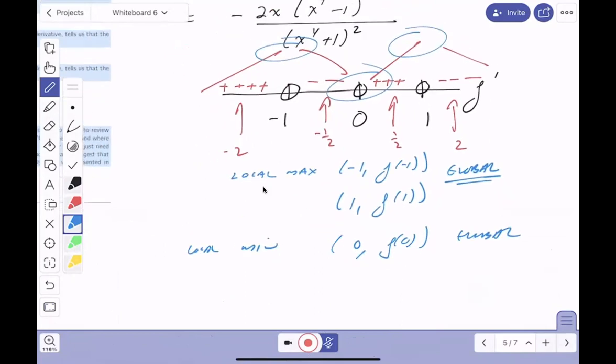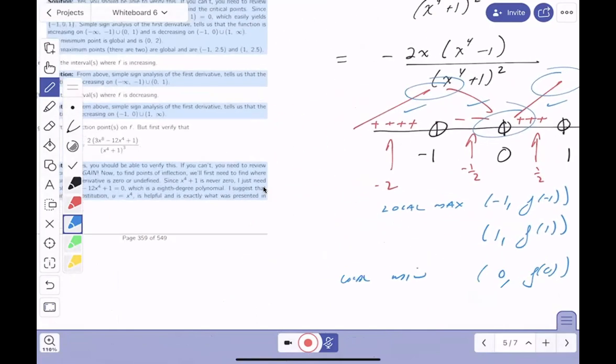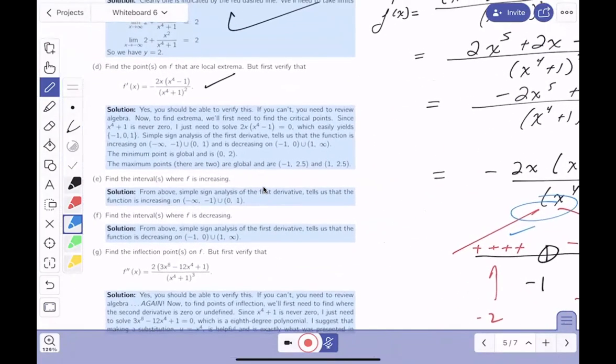Where's it increasing? As expected, here and here. Where's it decreasing? There and there. Let me point out, this stuff's all written down for you. We do recommend, on my chicken scratch over here, I do chicken scratch where I type the notes up for you, but I do type the notes up for you as well.